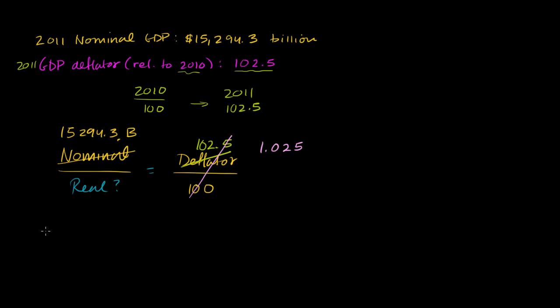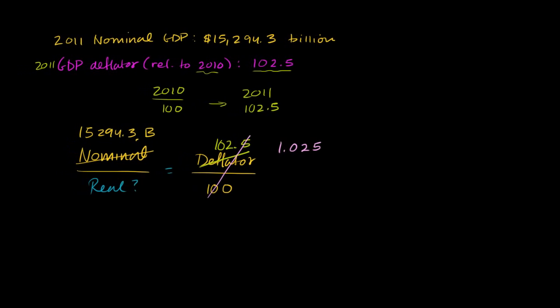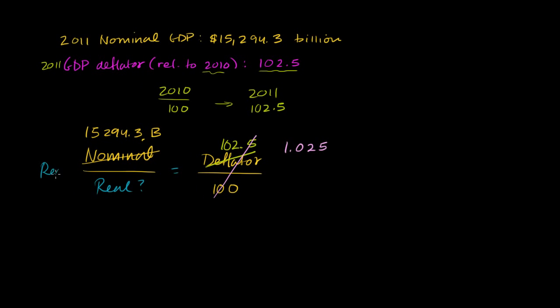Or you can divide both sides by 1.025 and multiply both sides by the real GDP. So let's do that. Let me scroll over to the left a little bit. So I'm going to multiply both sides by the real GDP. And I'm going to divide both sides by 1.025. Now, of course, this cancels with that. That's why I multiplied both sides by the real. And then this cancels with that. And we get our real GDP.